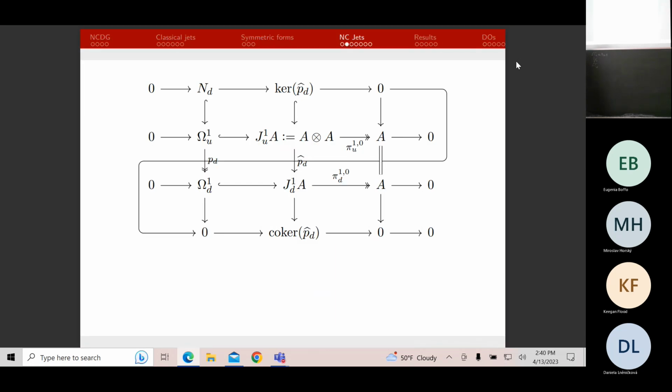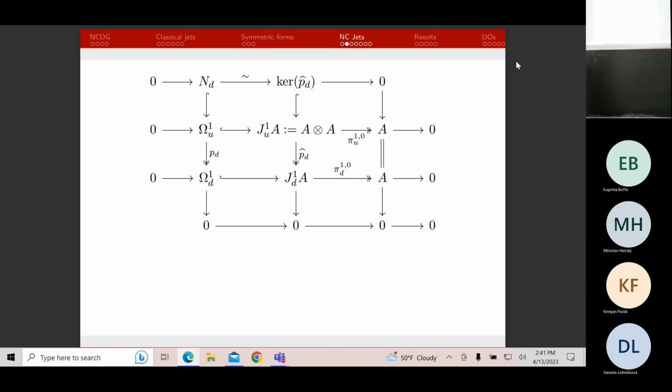Okay, so again, we're in an abelian category, so we can use homological algebra, and in particular the snake lemma. So we have a long exact sequence between the kernels and the co-kernels. And exactness now tells us that the co-kernel must be zero, because it's between zeros, and the kernel of this P hat map must be isomorphic to ND. So in particular, we can see that the one jet for a generic calculus must be a quotient of the universal one.